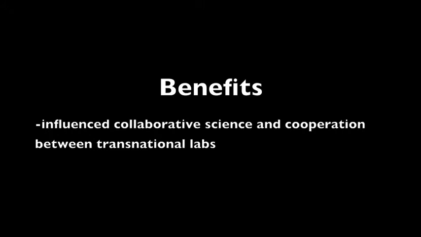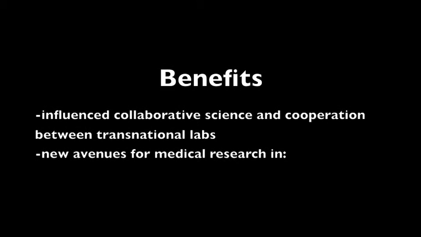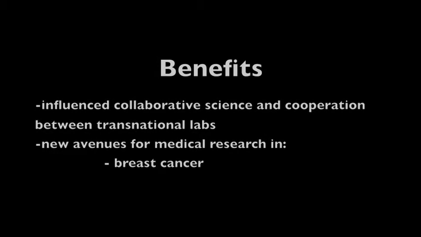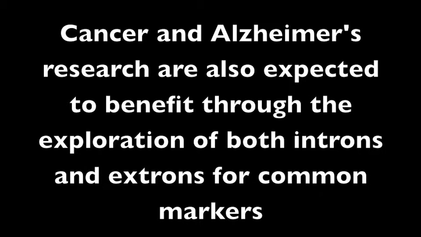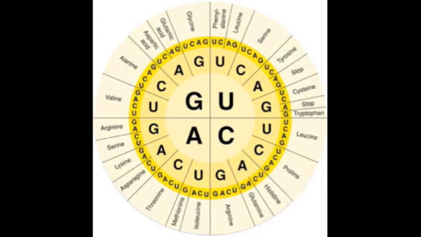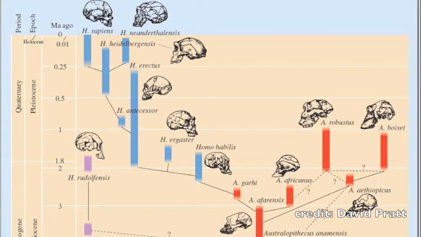The immediate and most obvious benefits of the Human Genome Project include new avenues for the development of medicine and technology, where tests for genetically predisposed conditions such as breast cancer, cystic fibrosis, and liver disease. Areas such as cancer and Alzheimer's research are also expected to benefit from the project, as researchers will be able to trace among both introns and exons for common markers and/or defects in the entirety of the human genome. Likewise, the human genome sequence will aid in understanding the function of proteins and determining evolutionary paths.